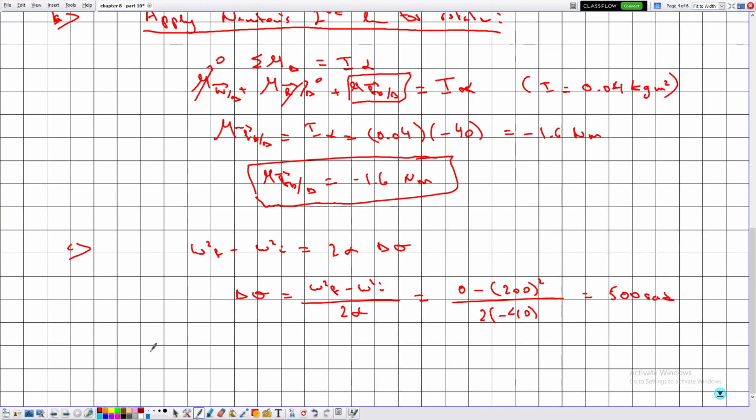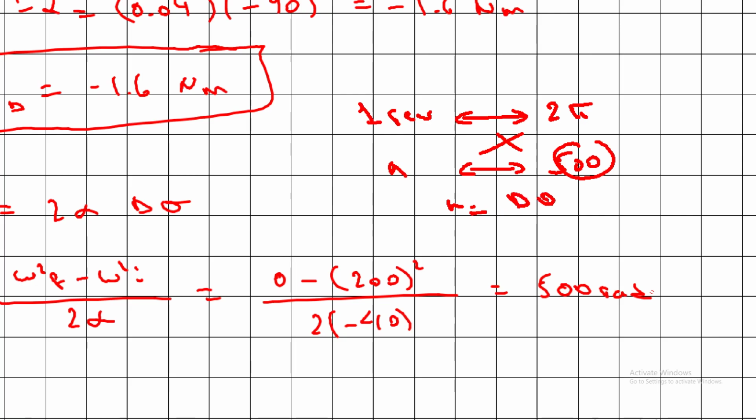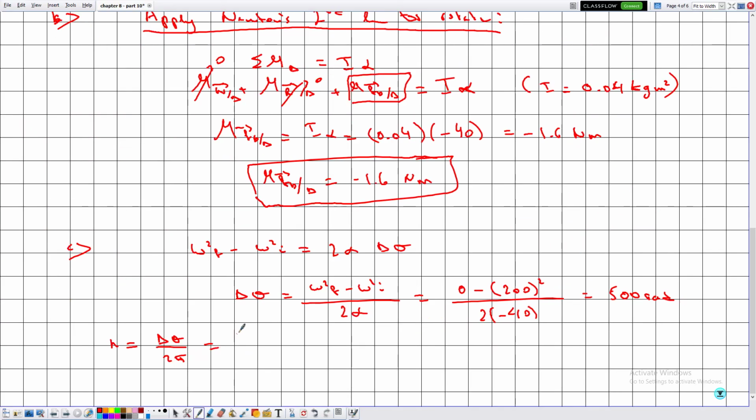Now usually I always forget how to relate the number of revolutions to the angular displacement. I think it is delta theta by 2 pi. But we can always determine this using the rule of 3. If one revolution, or one rotation, corresponds to 2 pi, which is 360 degrees, then 500 radians corresponds to how many revolutions? So n is equal to delta theta divided by 2 pi. So n is equal to 500 over 2 pi revolutions.